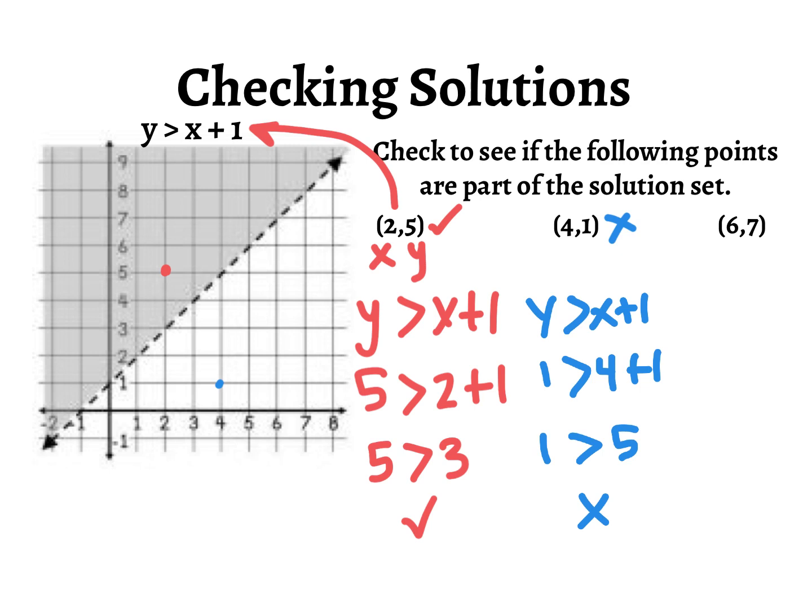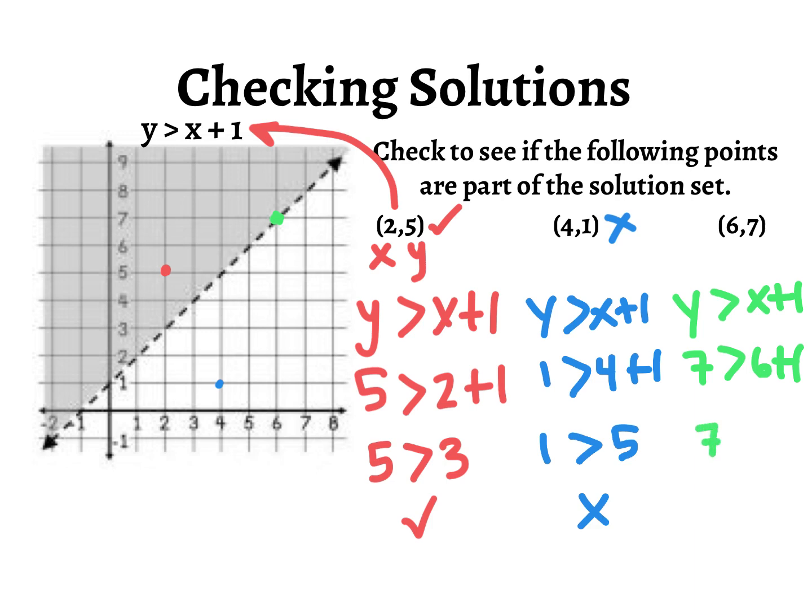Let's try this last scenario. Put this one in green. 6, 7. Now on the graph, 6, 7 lands exactly on the dotted line. Whenever it lands on the line, we have to be careful whether the line is dotted or solid. And here's why. If I plug it into the inequality, y is greater than x plus 1, I want to plug in 7 for y and 6 for x. On the right hand side, I have 6 plus 1.